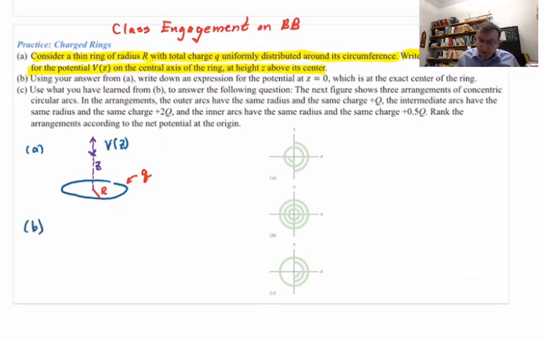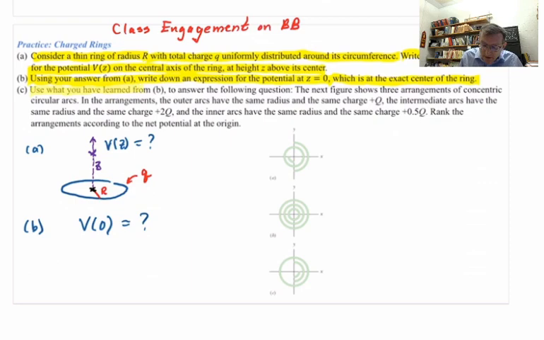B, using your answer from A, write down an expression for the potential at z equals 0, which is the exact center of the ring. So now what we're saying is you're sitting right there at the very center of the ring. What's the expression for V? Notice how we would write it there, V at 0. Okay? All right, then part C is the following.